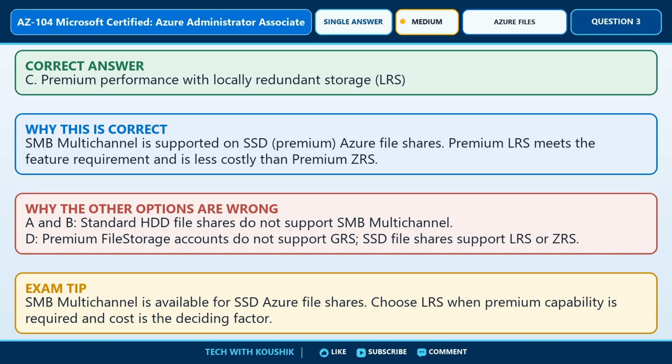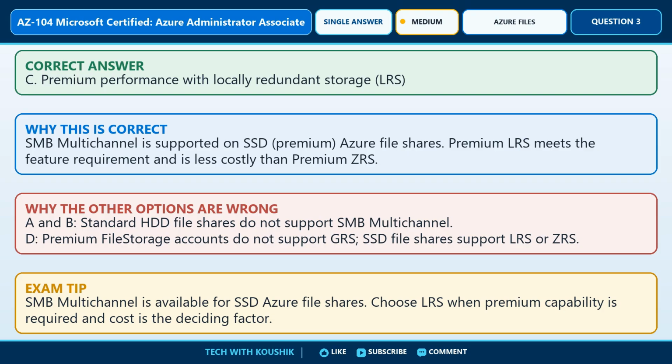The correct answer is option C, premium performance with locally redundant storage, LRS. The requirement is satisfied because SMB multi-channel is supported on SSD, premium, Azure file shares. Premium LRS meets the feature requirement and is less costly than premium ZRS.